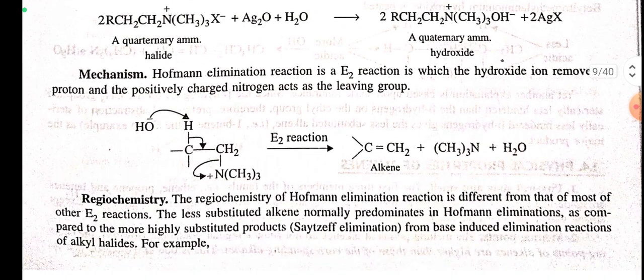Mechanism. Hofmann elimination reaction is an E2 reaction in which the hydroxide ion removes a proton and the positively charged nitrogen acts as a leaving group.